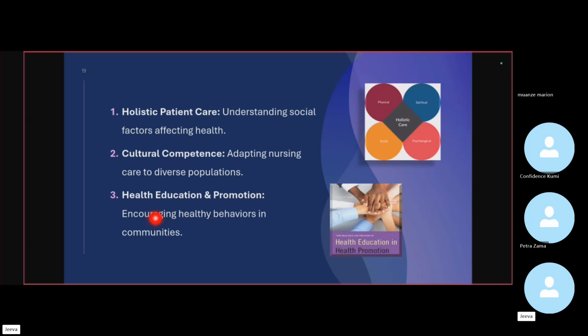Then health education promotion. So you are the one who is treating the patient, so you should encourage your patient to have healthy behavior and a healthy lifestyle when they are living in a community. Then only you can give them proper health education and teach them what the requirements are and why it is important. So encourage your patients to have healthy behaviors in the community.